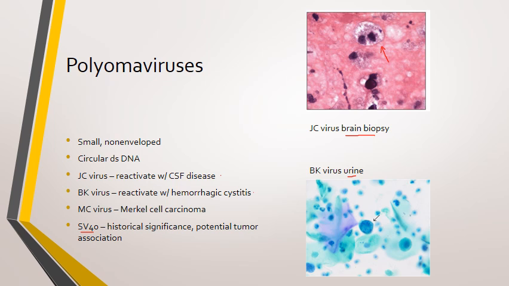And in those reactivations, they can cause very significant disease. JC virus, if reactivated, will cause a disease in the central nervous system called progressive multifocal leukoencephalopathy, which is a very serious situation for the patient. In this case here, we can see this is a brain biopsy. Obviously, not going to do that just to find the virus, and it shows an oligodendron.